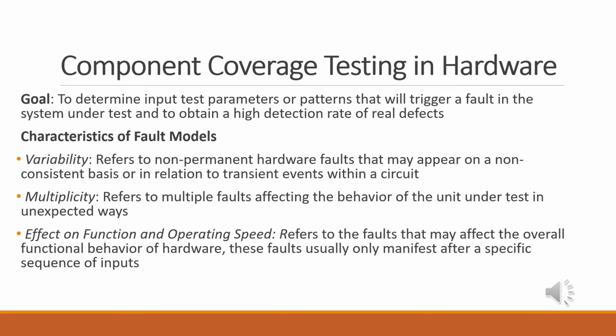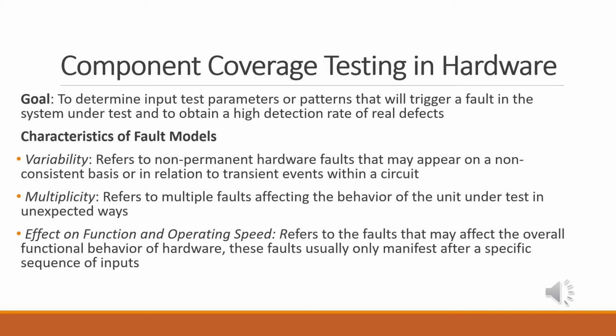The main purpose in hardware component testing is to verify that the largest possible portion of the system desired to be tested is covered by a set of individual tests. The goal here is to determine input test parameters or patterns that will trigger a fault in the system under test. Another goal of this type of testing is a high detection rate of real defects. Component coverage testing in hardware, on the other hand, refers to the process of verifying that a certain test sequence has covered or tested all the components in a circuit or a system.